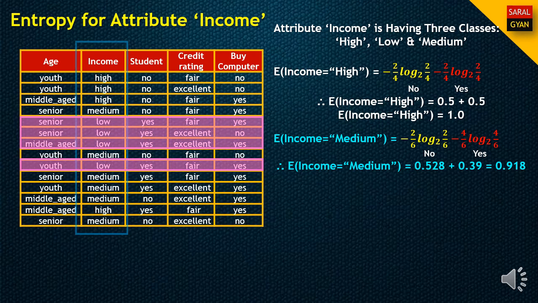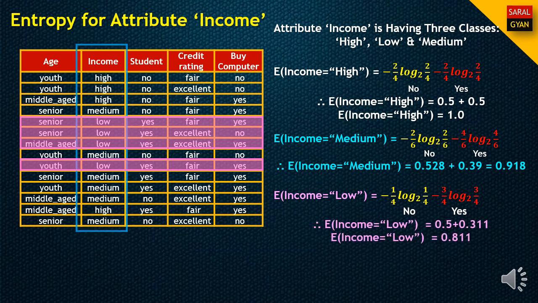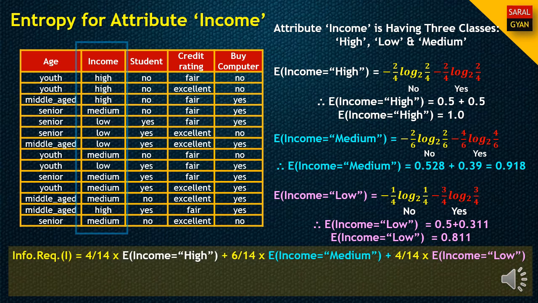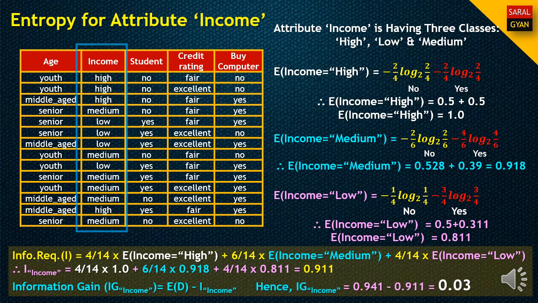And lastly, for the third class, income is low. There is only 1 entry for no and 3 entries for yes. So the entropy is 0.811, and hence, with the formula we have discussed in the earlier slide, we calculate the information required for the attribute income, and that comes to be 0.911. In order to calculate the information gain, subtract the information required from the entropy. So it comes out to be 0.03.